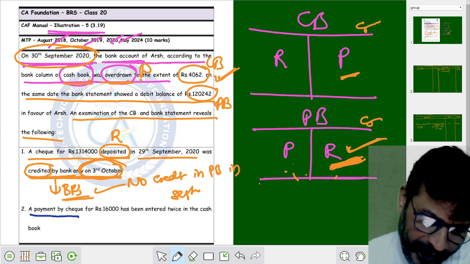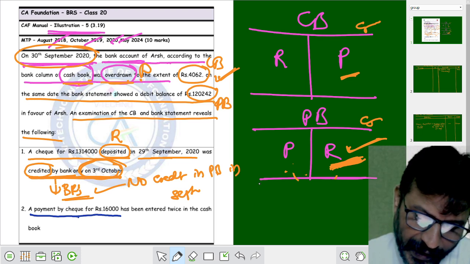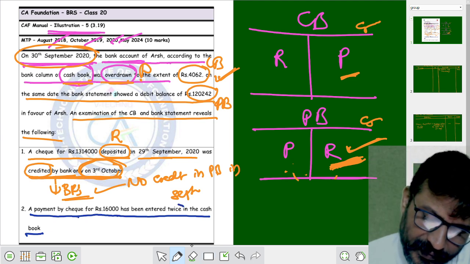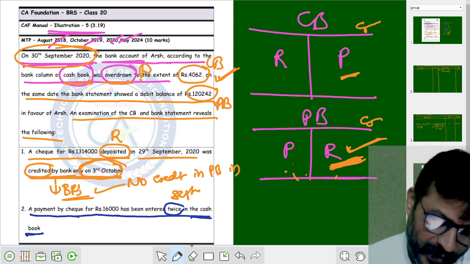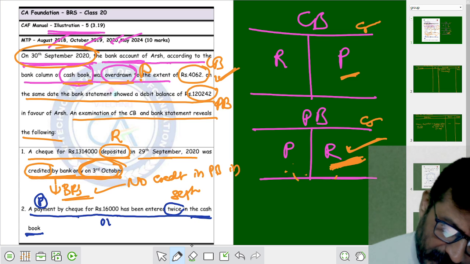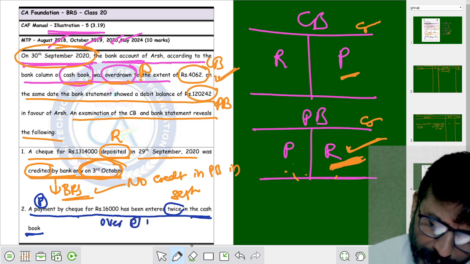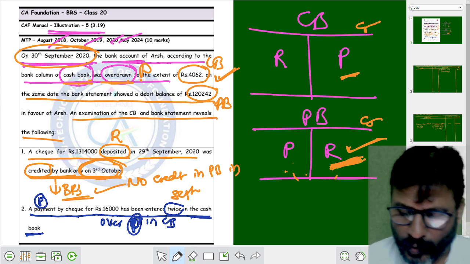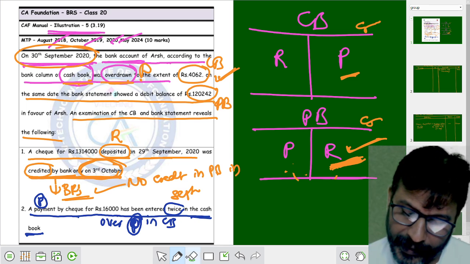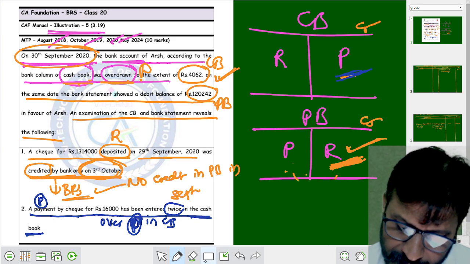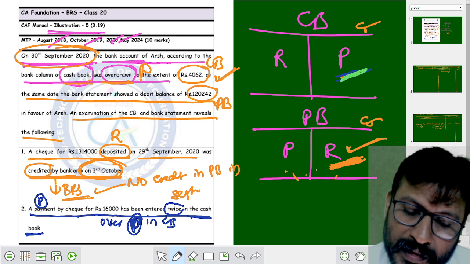A payment by check, rupees 16,000, had been entered twice in the cash book. Where is it entered? Twice in the cash book. Payment by check means what? Payment entered twice in the cash book means overpayment in cash book. Overpayment in cash book means what? Over credit in cash book. What happened? It is over credit in cash book.